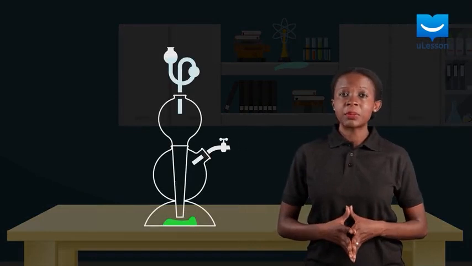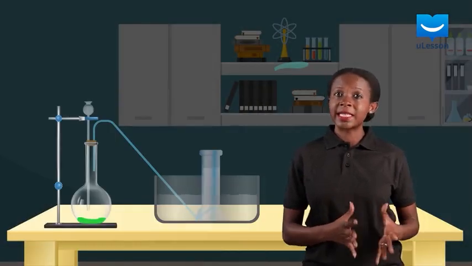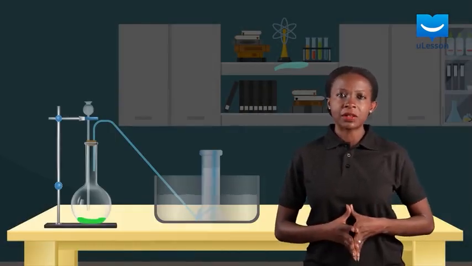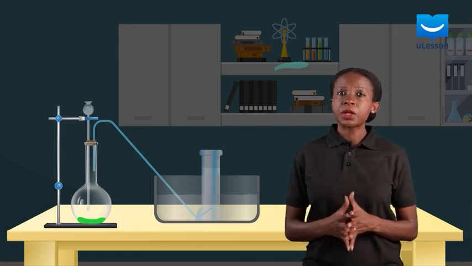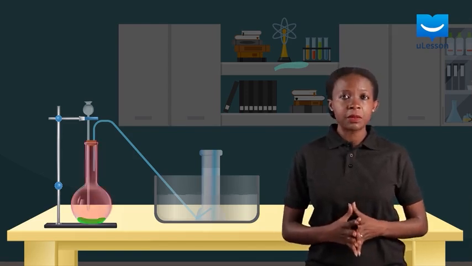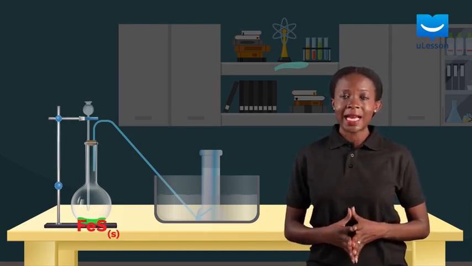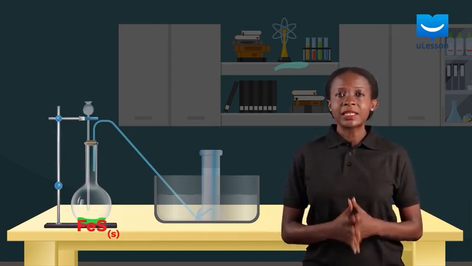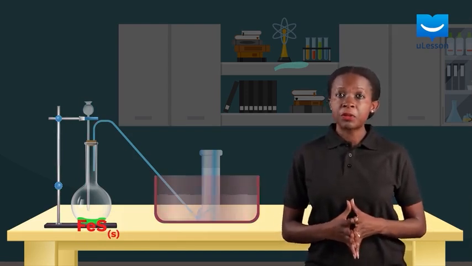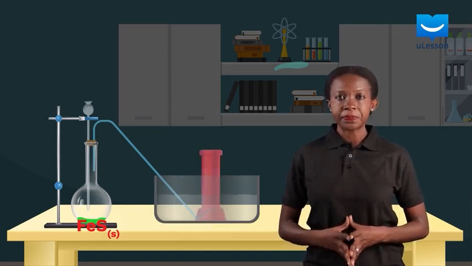Kipp's apparatus setup, or the laboratory setup displayed here, can be used to carry out this reaction. The laboratory setup is made up of a flat bottom flask containing iron(II) sulfide, a retort stand, thistle funnel, delivery tube, a water trough with beehive shelf, and a gas jar.